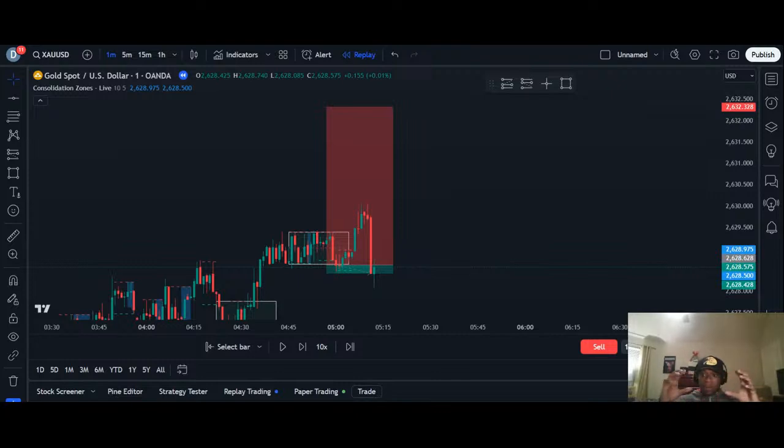The strategy itself, the consolidation indicator, the risk to reward strategy, there's nothing wrong with it. The only person who can mess it up is you. Your emotions. Your emotions is the only thing that can mess this strategy up.